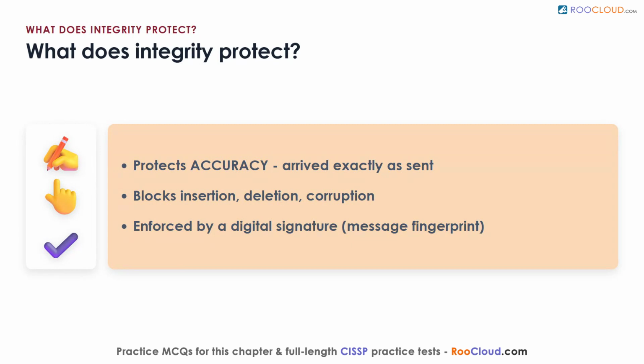What does integrity really protect? It protects the accuracy of your data. Integrity gives the recipient confidence that a message arrived exactly as it was sent. It guards against a third party inserting false content, against a chunk being deleted, and against random corruption in transmission. You enforce it with a digital signature, an encrypted fingerprint of the message. The receiver checks that fingerprint and knows nothing was touched. Think of a wax seal on a letter. A broken seal tells you instantly that someone got there first.